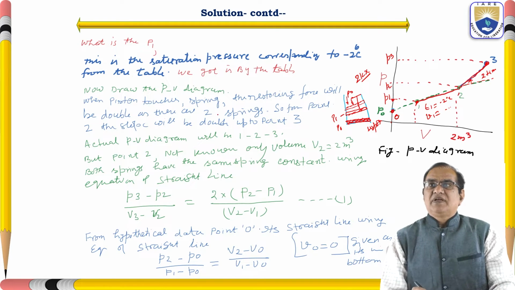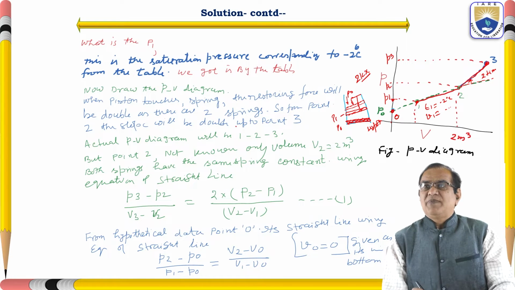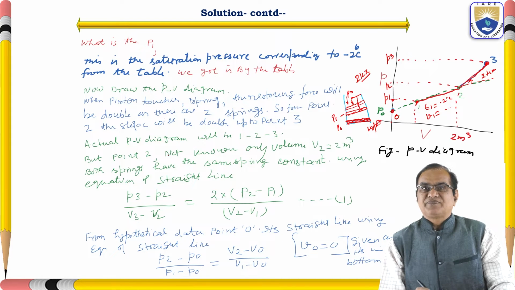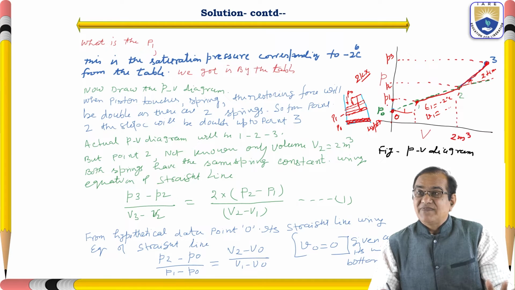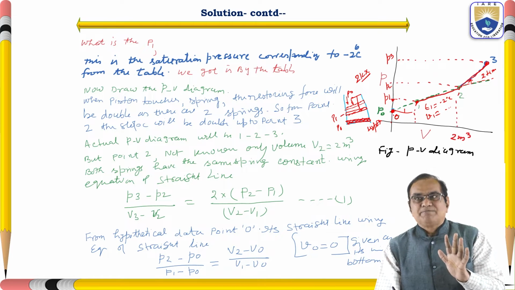From point 2, the slope will be double up to point 3. So here this slope is double. The actual PV diagram will be 1, 2 and 3. From here to here it will be a straight line. From here this is the slope, so here you have more slope, meaning it has double the slope of this. This condition is given, and for this only P0 is given. P0 is only to find this point, not anything else.